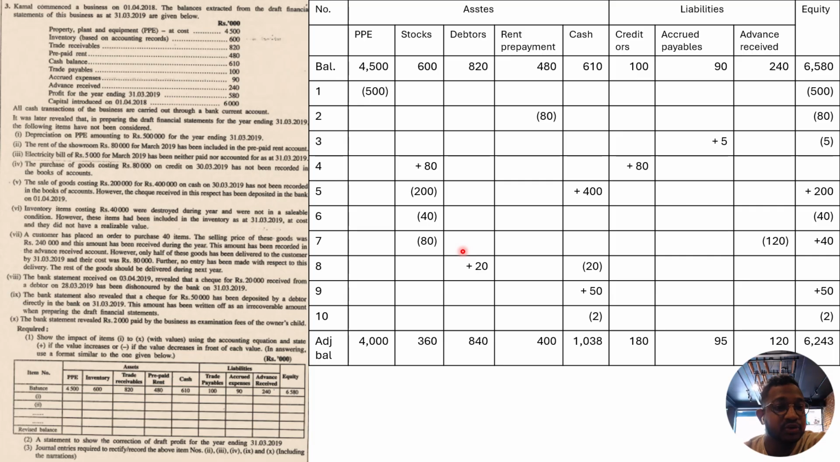So the profit that they already calculated is 580, right? There is another thing that I should mention here. Here the opening capital introduction is 6,000 and the drafted profit that they generated is 580. So the equity that you should mention here is altogether 6,580. Okay. And here I am discussing how to correct your draft profit. So your draft profit is 580.